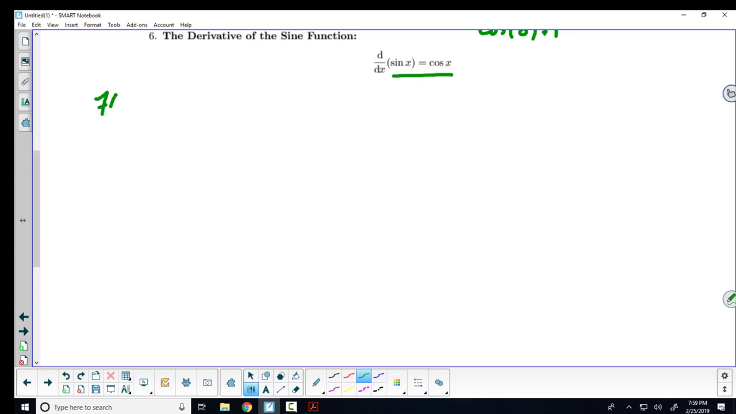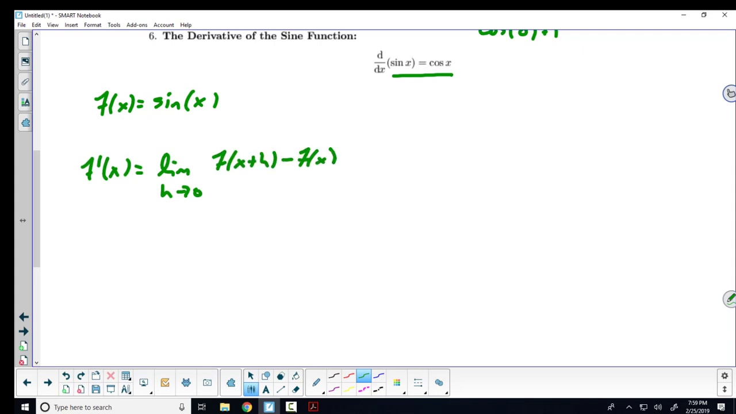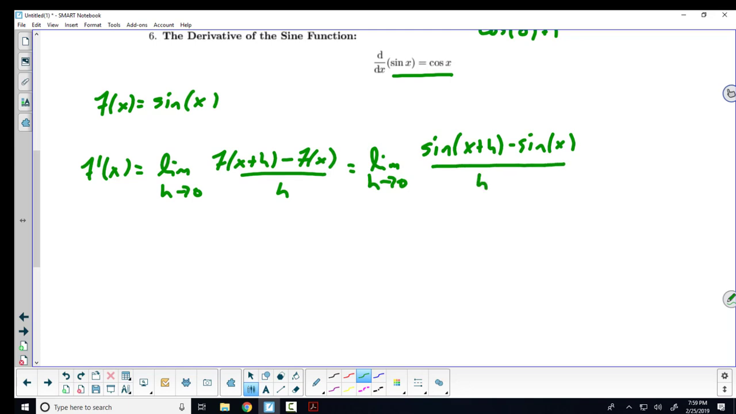So if I have f of x is equal to the sine of x, then f prime of x is equal to the limit as h approaches 0 of f of x plus h minus f of x all over h. This is equal to the limit as h approaches 0 of the sine of x plus h minus the sine of x all over h.